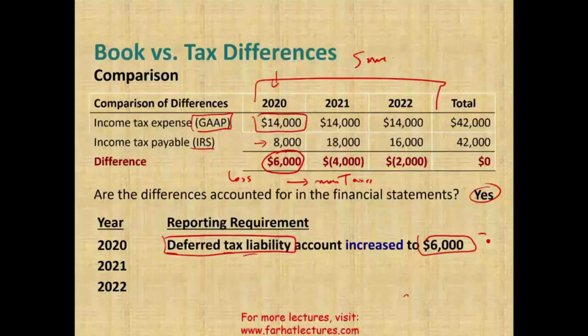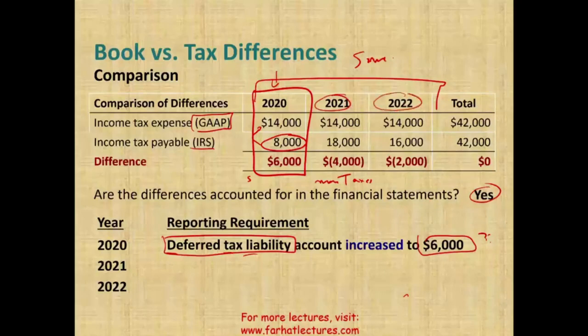Again, how did I know I'm responsible for more taxes? Well, I looked at my 2020. I paid the IRS $6,000 less than what my GAAP income tax is. And I know that difference would reverse. It means in the future, I'm responsible for $6,000. It means a deferred tax liability of $6,000 is born, which reverses in the future. When is it going to reverse? It's going to reverse in 2021 and 2022.